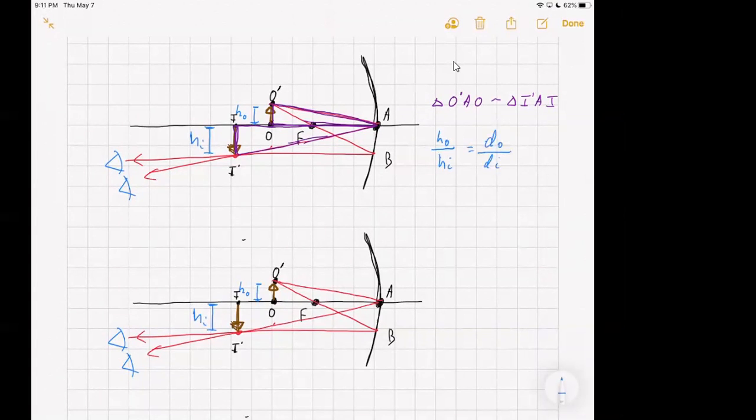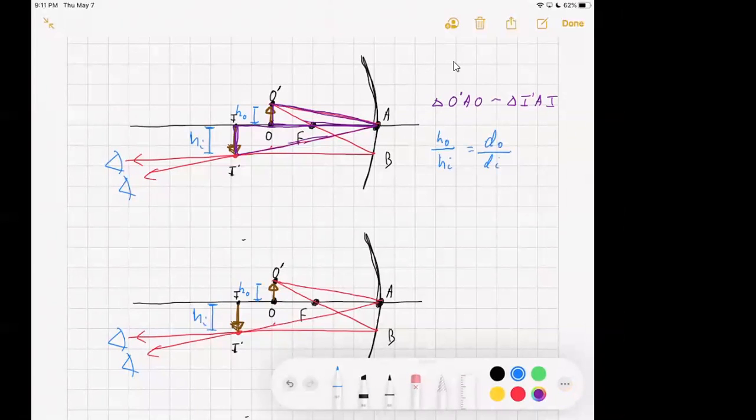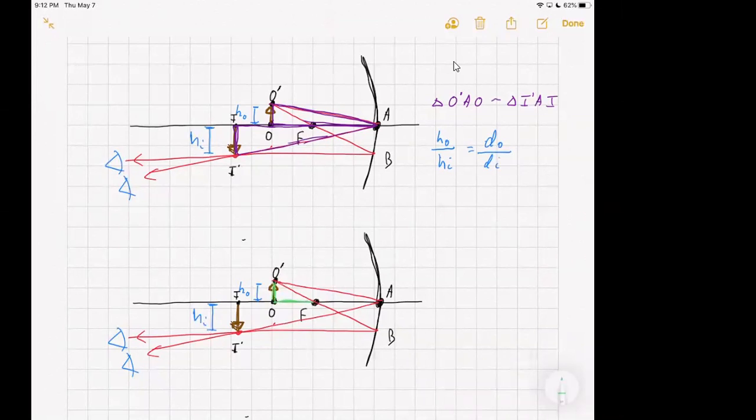Now I've copied the diagram over to avoid getting too messy. Let me go back to this color. Maybe I'm going to do this with green this time. So now we have a little triangle that we can look at right here. That is triangle O prime FO. And then we're going to compare that to this triangle over here. Now, what I'm going to do is drop a straight line down, because this mirror really isn't supposed to be curved all that much.